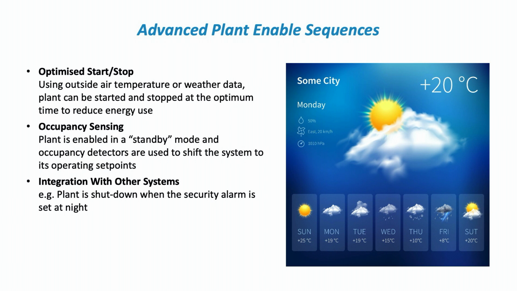And we can integrate with other systems. Something we used to do when I was working doing BeMS for retail was that the BeMS would be tied in with the security system. So they would need all of the plant running until the last person left. So they would set the alarm at night, and the alarm came on, and then that would shut all the plant down. So we can integrate with other systems for our plant enable.